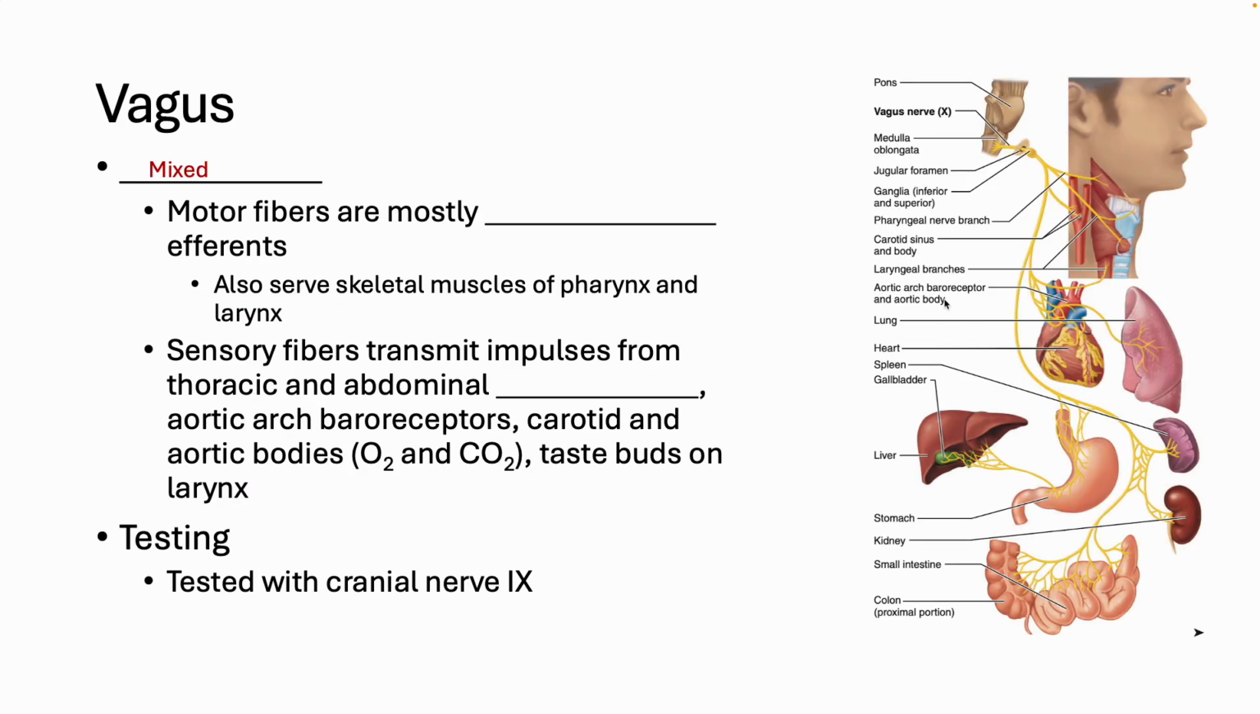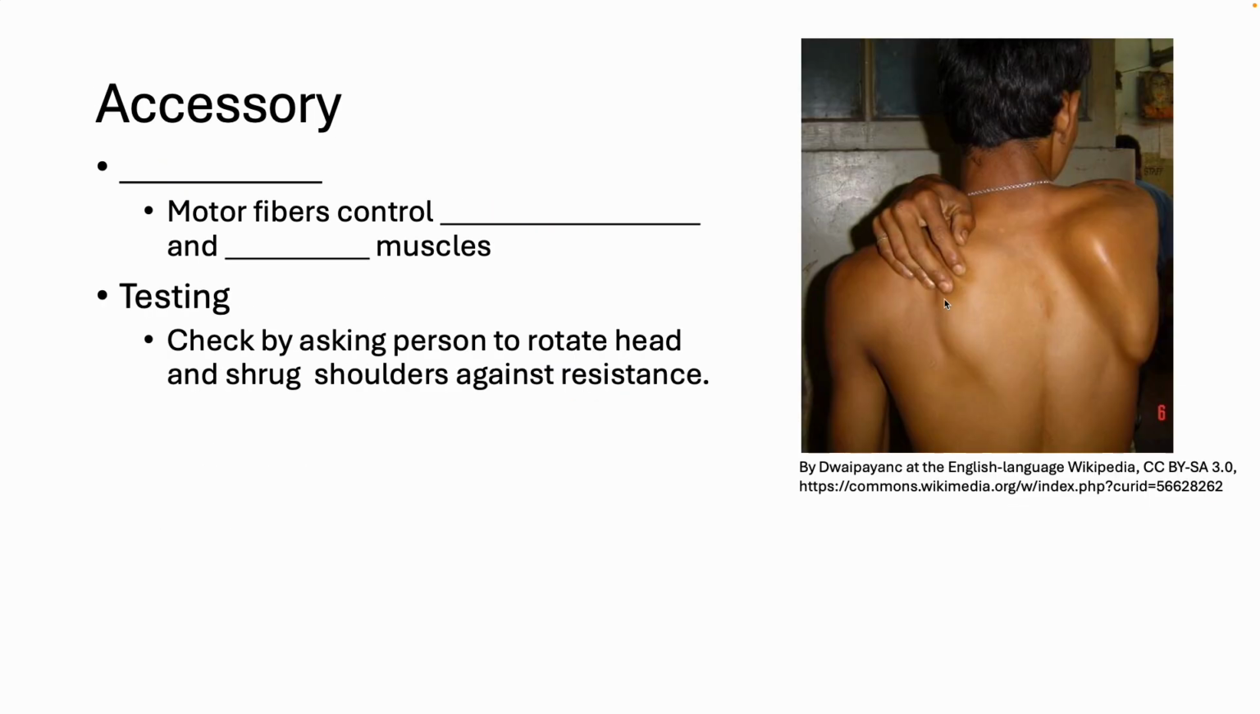Its motor fibers are mostly parasympathetic efferents, but it also serves skeletal muscles of the pharynx and the larynx. The sensory fibers from it transmit impulses from the thoracic and abdominal viscera, and then other baroreceptors and aortic bodies, taste buds on the larynx. Test this one with cranial nerve 9.